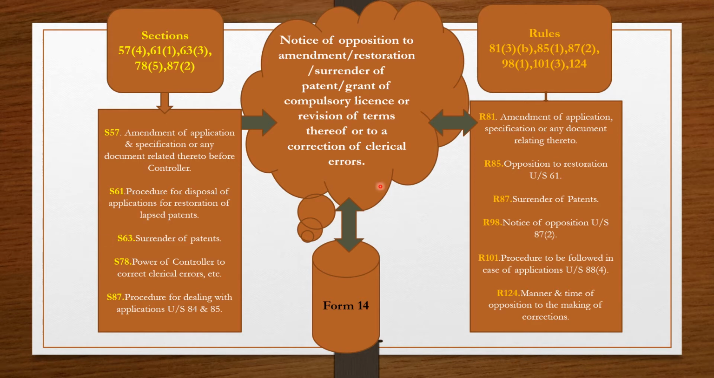As a whole, there are a number of keywords: amendment, restoration, surrender, grant of compulsory license, revision of terms, correction of clerical errors. You can relate these terms. Section 57, amendment of application; rule 81, amendment of application. Section 63 is surrender of patents, and rule 87 is surrender of patents. Similarly, you can relate all this, particularly the subsections of the sections and the subrules of the rules, with form number 14. So let us proceed.